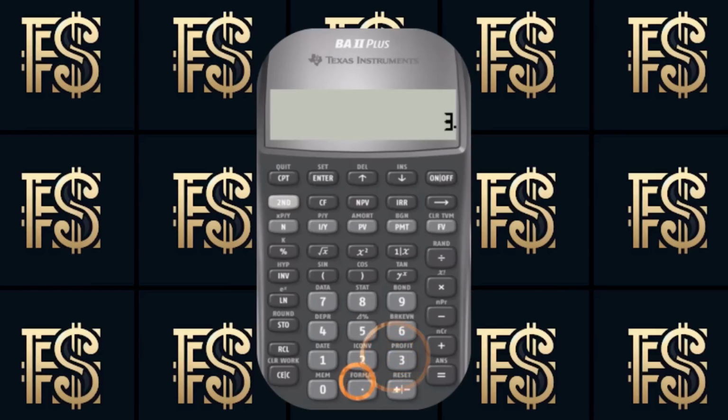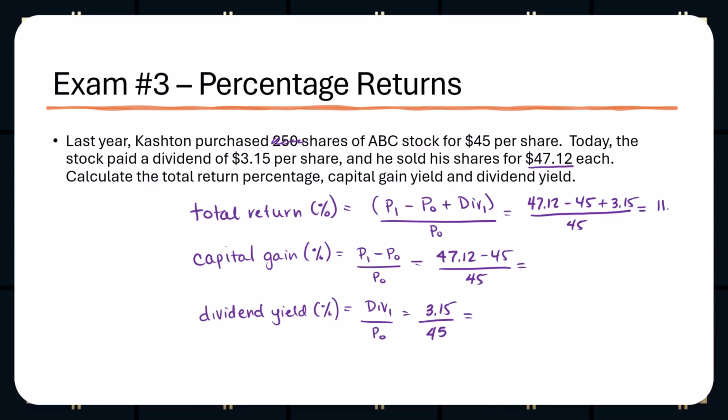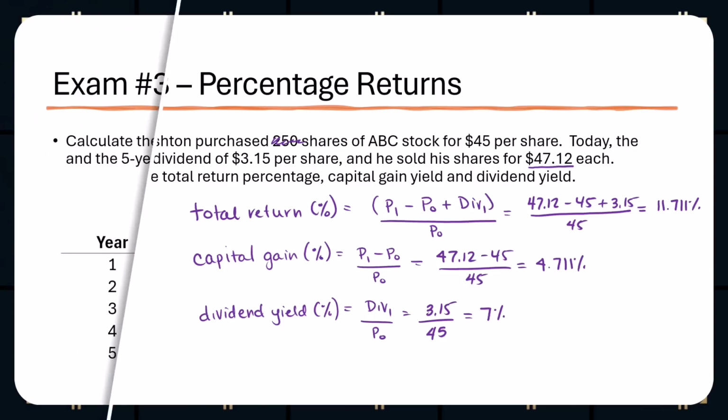We'll take the $3.15 and divide that by 45. And what we find is that the dividend yield on this investment was, in fact, 7%. Of course, I could have just taken the total return and subtracted off the capital gain percentage to find that dividend yield, but it's always best to double check your numbers, and that's what we did.